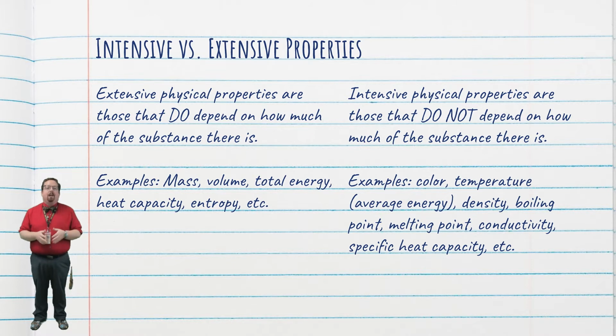Intensive physical properties are constant for a substance, regardless of the amount you have in your sample. For example, the color, temperature, density, conductivity, boiling and melting points, and specific heat capacity will remain the same for a substance whether you have a small amount or a large amount. When we compare substances or try to identify substances, it's best to focus on the intensive properties, as they'll always be the same for the substance. Comparing the mass or volume of two different substances doesn't really tell us anything about them, but comparing their densities will.